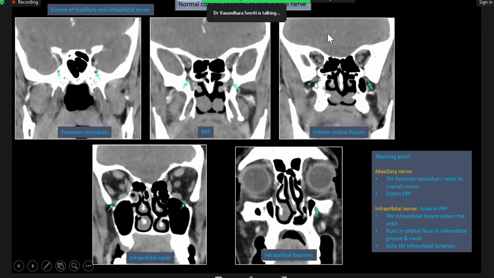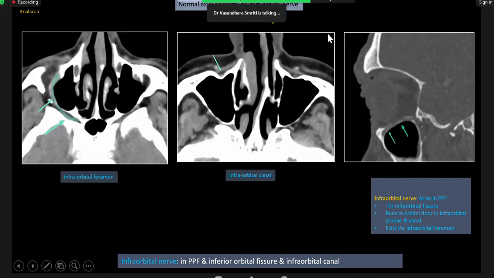The infraorbital nerve comes out through the inferior orbital fissure, travels like this. You can see this nerve normally in all CTs and MR. You will actually be able to see the nerve. It comes out, enters into the infraorbital canal, and from the infraorbital foramen, it comes out into the cheek area. So where do we look for? In the eggshell, you will see it comes out like this, enters into the infraorbital canal and comes out through this foramen into the cheek region.